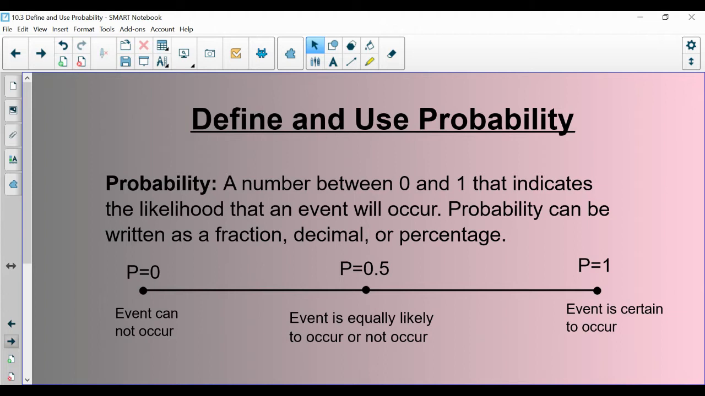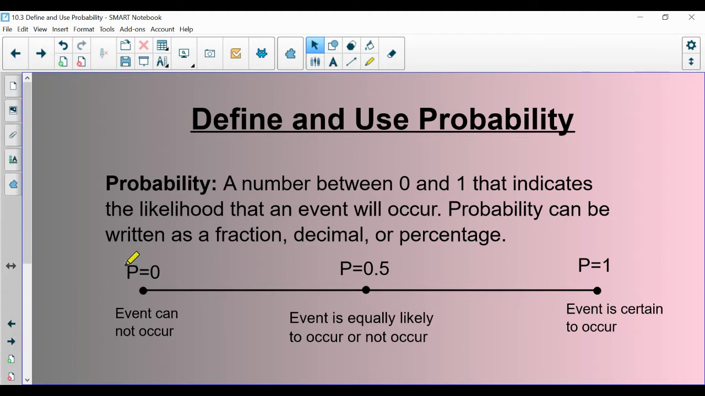What is probability? Probability is a number between 0 and 1 that is an indication of how likely an event will occur. We can write these as a fraction, a decimal, or a percentage. I have this little handy chart here. I think you guys know generally about probability because we do use this language in everyday life.